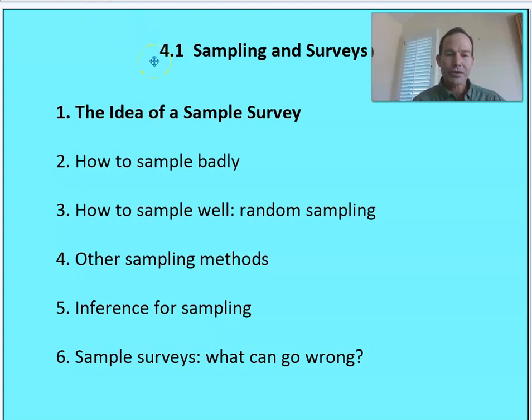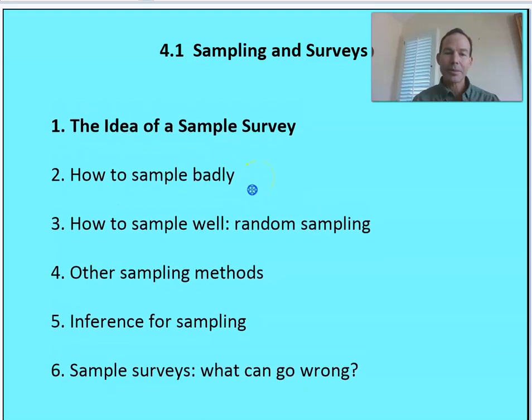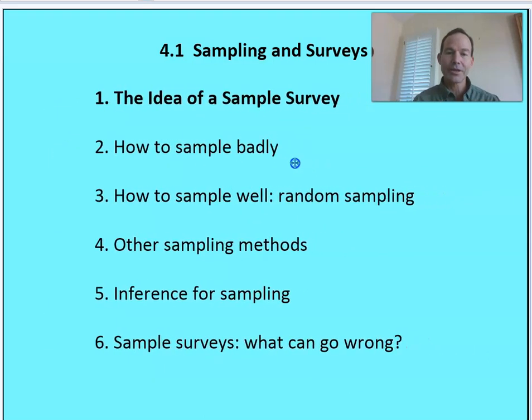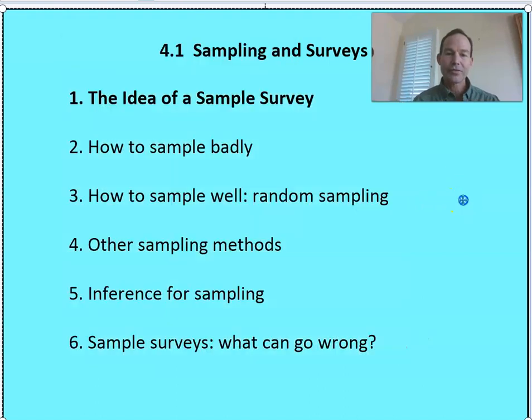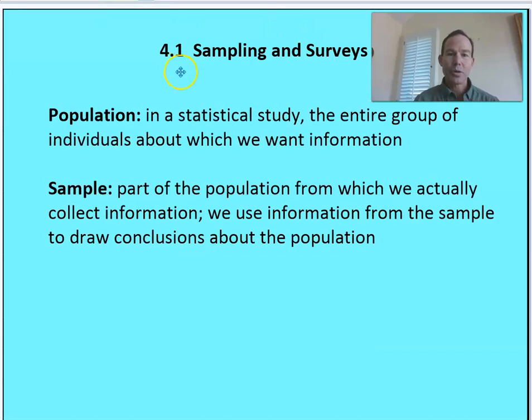The idea of a sample survey, sample versus population, how to sample badly, how to sample well with random sampling, other sampling methods, inference for sampling, and then what can go wrong in sampling surveys. All right, so let's create some definitions.